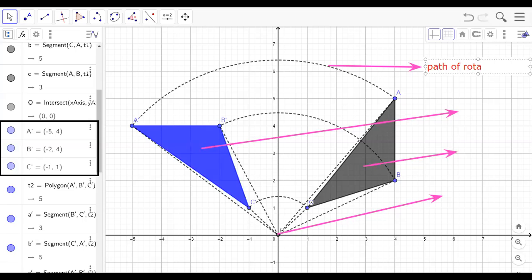Yes, this is the path of the rotation, and what will we call this? Image. It is image. And what do we call this? Object. And what do we call this? Origin. It is origin, and it is just the center. We have taken the origin as the center.